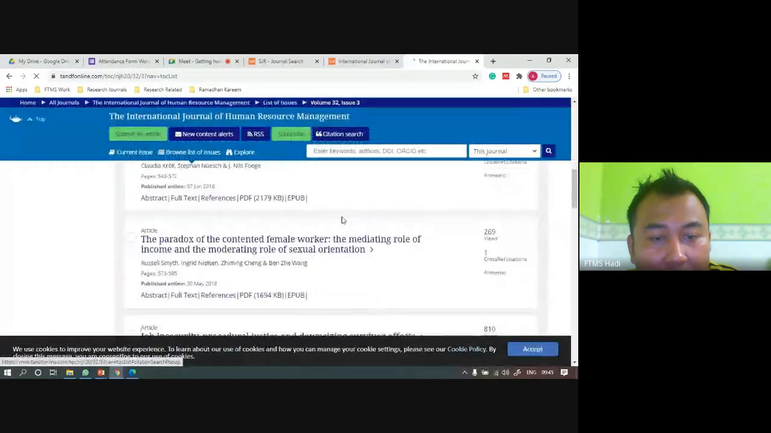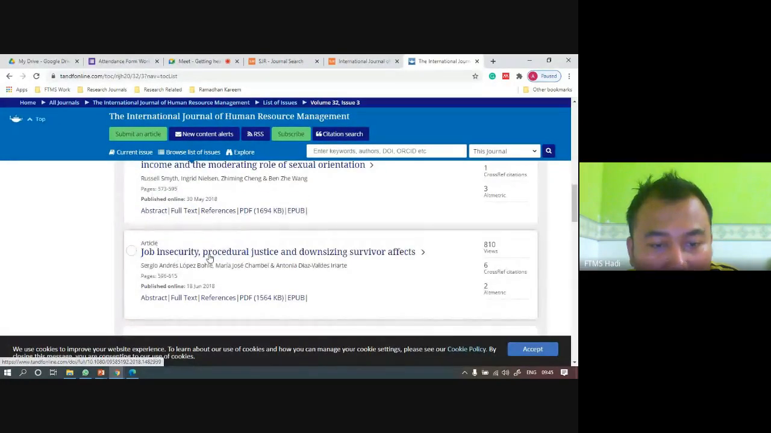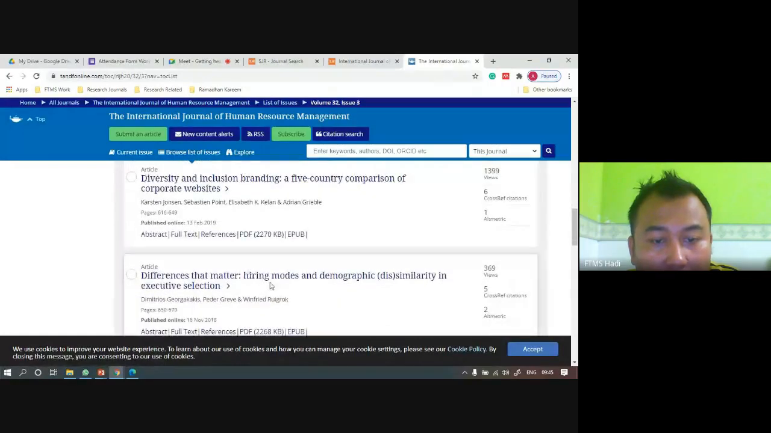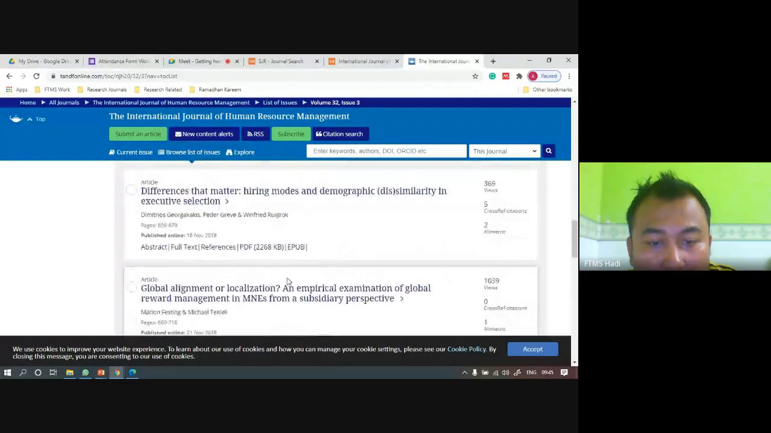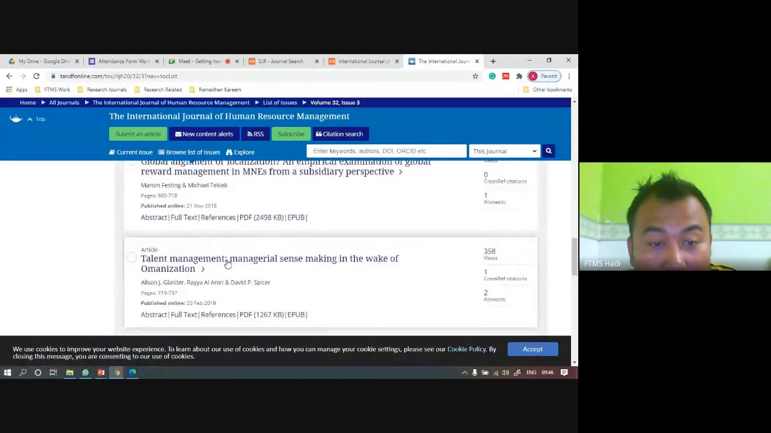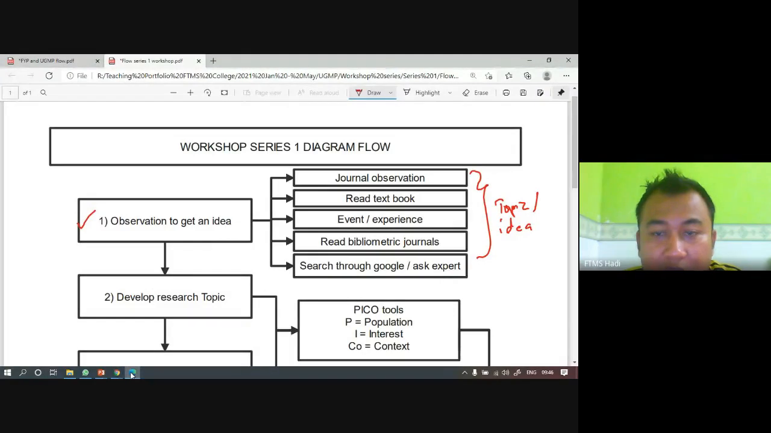Okay, look at the topic and then you can choose this one. Job insecurity, yeah, job insecurity, and then also localization versus globalization, you can do that. Talent management, yeah, talent management also you have. So that is an example of getting an idea, this one, the journal observation. So you've done this one.